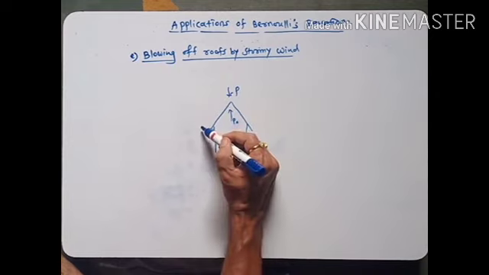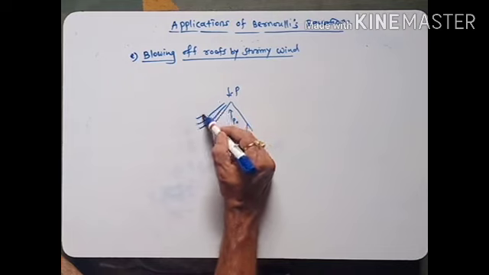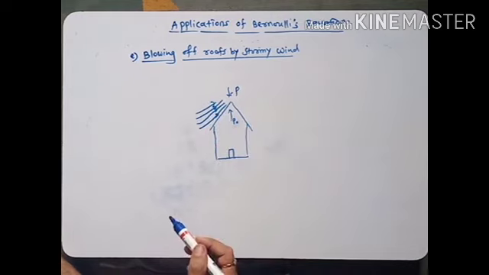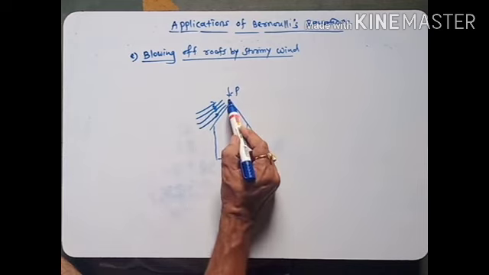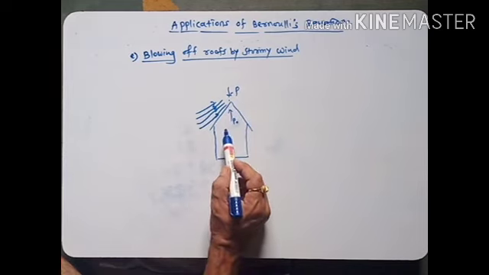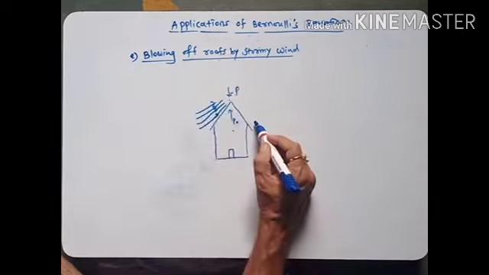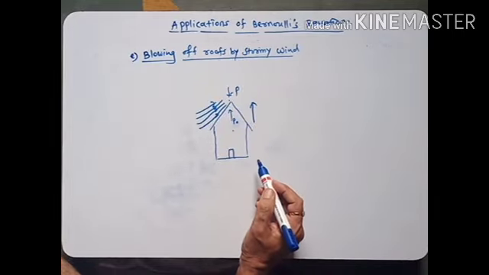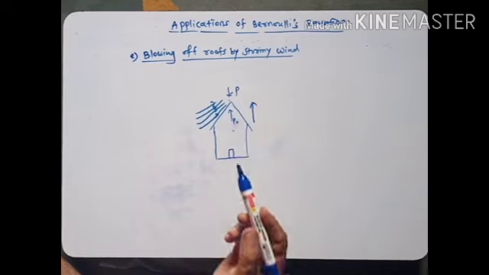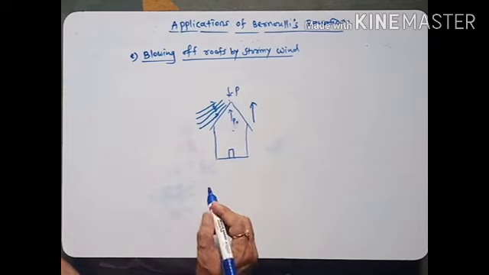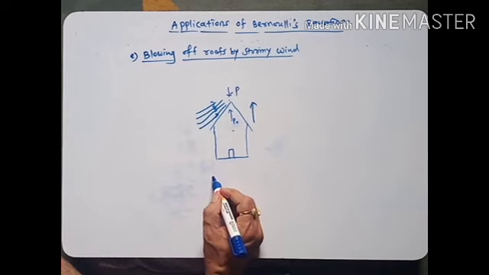Now, whenever stormy wind blows near this roof, it causes a low pressure P above the roof, but the air below the roof is still at atmospheric pressure P0. So due to this pressure difference, the roof is lifted up and then blown off by the wind. This is all about the applications of Bernoulli's equation. We have completed this topic number 2. Thank you.